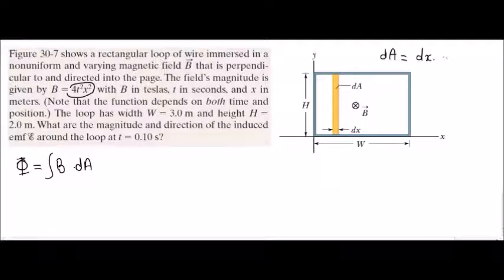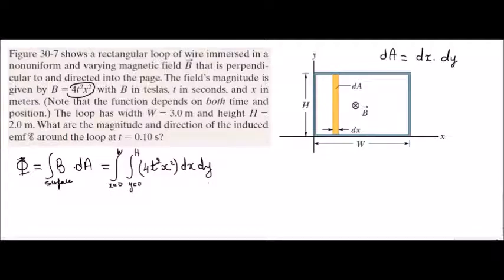That's dx dy. And what we will be using here is double area integration, because I am integrating on the surface, on the area of the loop. So I need to integrate along x varying from 0 to w, and y varying from 0 to h, of what? Of B, which is 4t squared x squared dx dy.